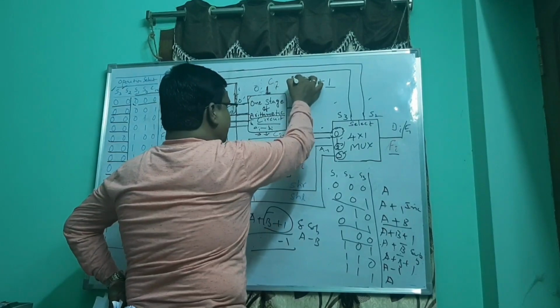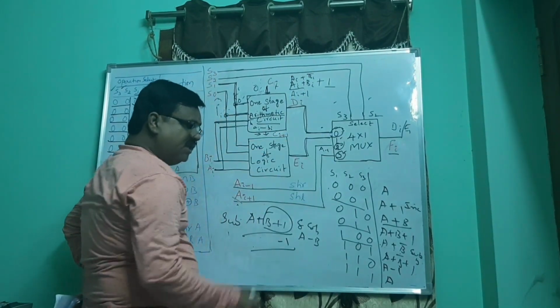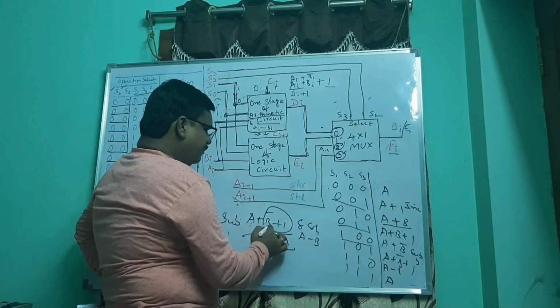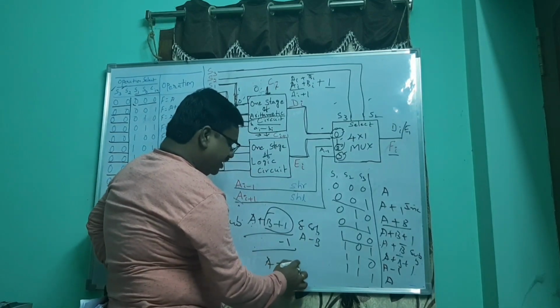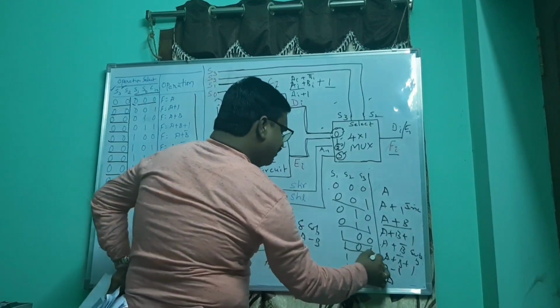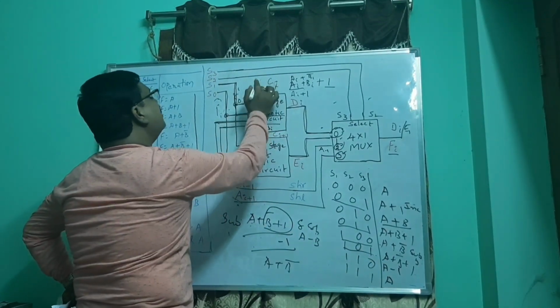So here you will get A_i plus B_i bar, which stands for subtraction with borrow. A plus B bar plus 1 is subtraction. A plus B bar is subtract with borrow. Now it is 1 0 1, so 1 0, and this C_i value will be 1.